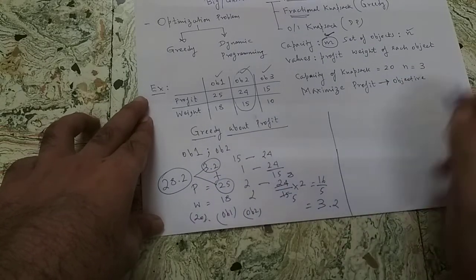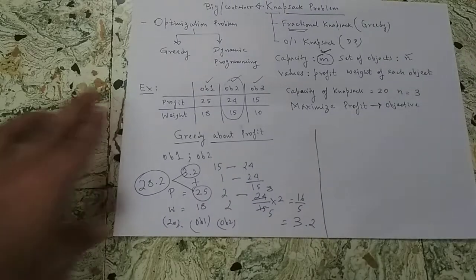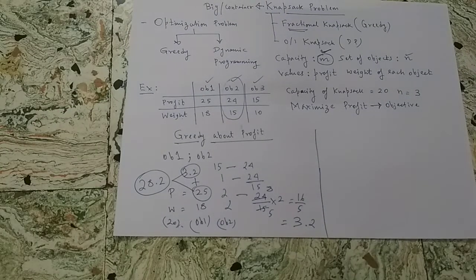The other approach is to be greedy about weight. That means now the objective is to put as many objects in our knapsack as possible. By being greedy about weight, you may have an intuition that if I take more objects in my knapsack, maybe I'll get more profit.